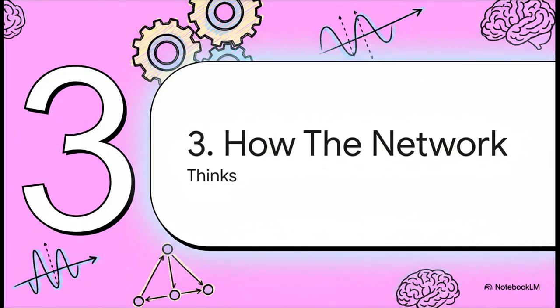So we have the blueprint, this kind of static map of the world. But a map isn't the same as the journey, is it? So how does this brain actually think? Let's dive into the dynamic part, how it learns from new data and updates what it believes.